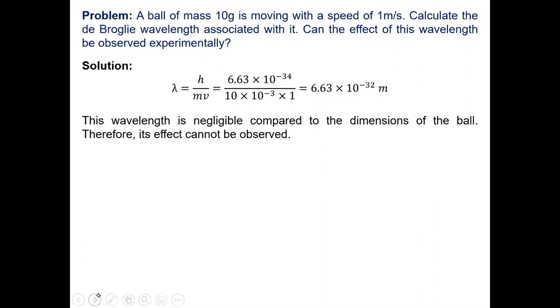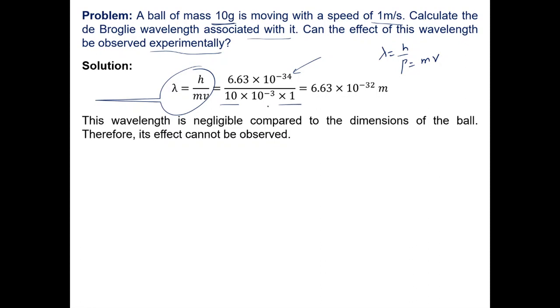So you have a ball, and let's say the mass of the ball is 100 grams, and that's moving with a speed of 1 meter per second. Now you have to calculate the De-Broglie wavelength associated with it, and whether the effect of this wavelength can be observed experimentally. So let's calculate the De-Broglie wavelength. We know the wavelength is h by p. p is mass times velocity, which is momentum. So lambda equals h by mv, and you feed all the values. You know the Planck constant, you know the mass, and you know the speed, right?